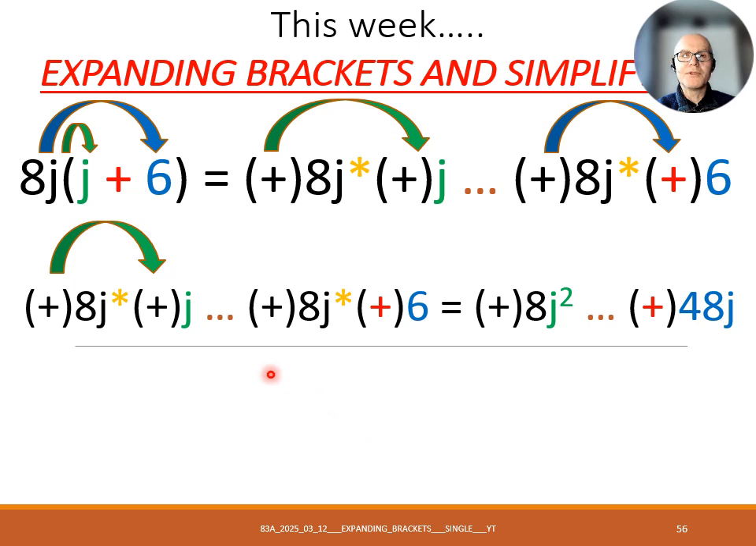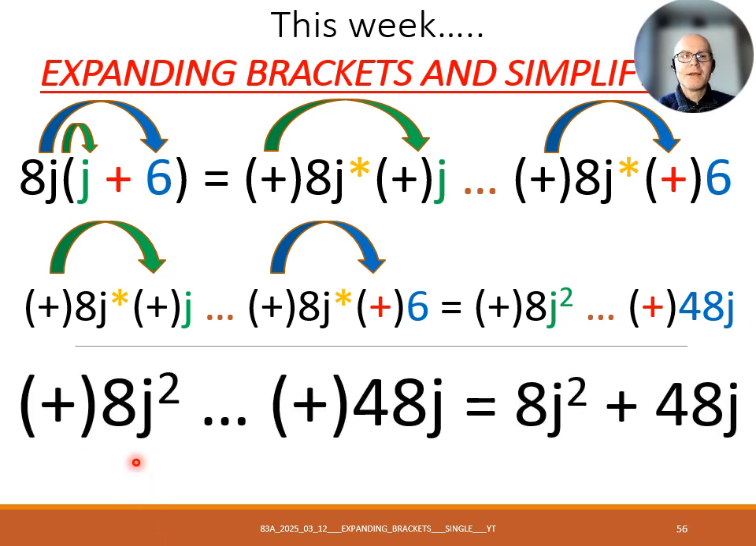First part of the equation, we have positive 8j times positive j. Positive times a positive equals a positive answer. Positive 8j times positive j equals positive 8j squared. J times j, j squared. The second half of the equation, positive 8j times positive 6. Positive times a positive equals a positive answer. Positive 8j times positive 6 equals positive 48j.